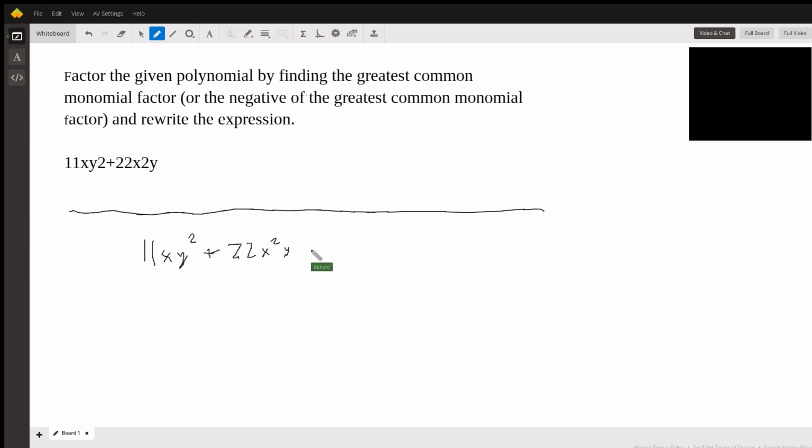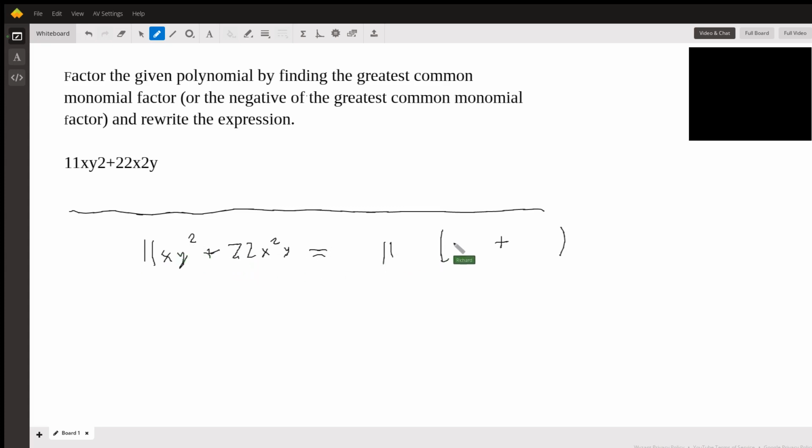So we want to set something up that's going to look like this. And we're going to bring out the greatest common factor for 11 and 22. That's how we start. That's going to be 11. The greatest common factor between 11 and 22 is 11.